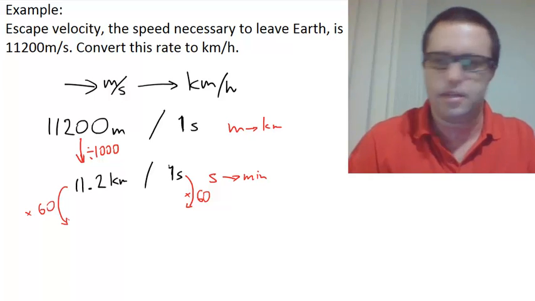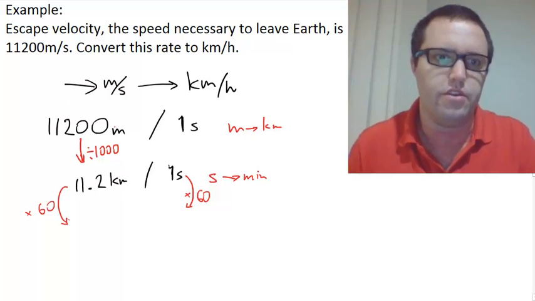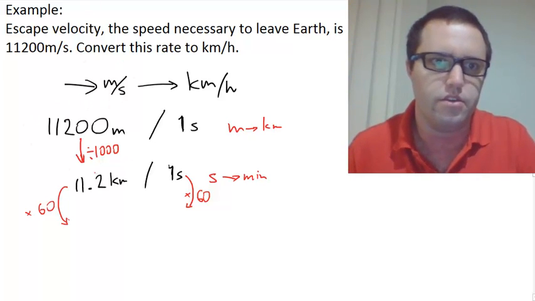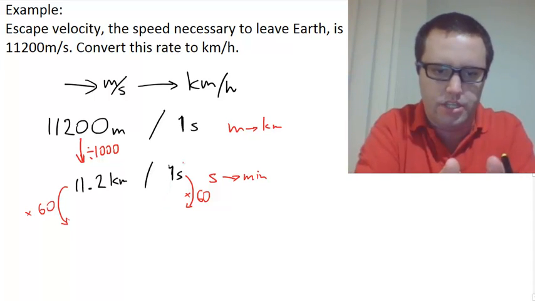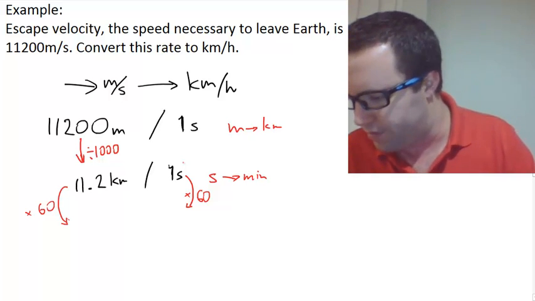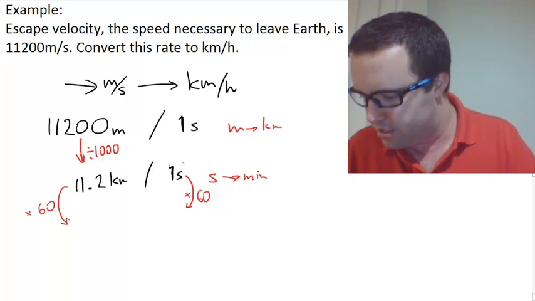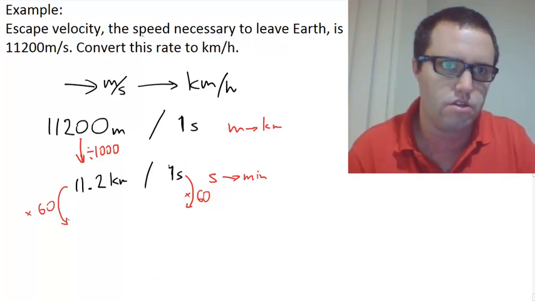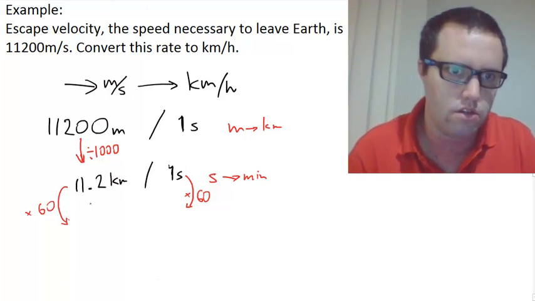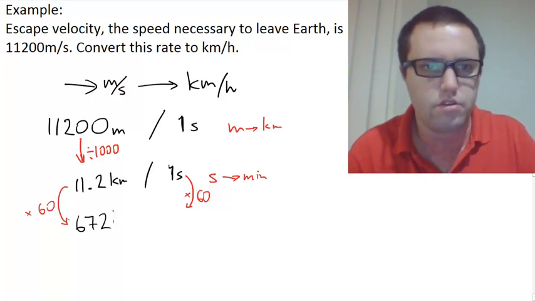Okay, and that gets us, so this is sort of using that unitary method. We've got the units that we're wanting, kilometers and per second, and we've reduced down to 1 second, and now we're going to expand up into what we need. So 11.2 times 60 is 672 kilometers per 1 minute.